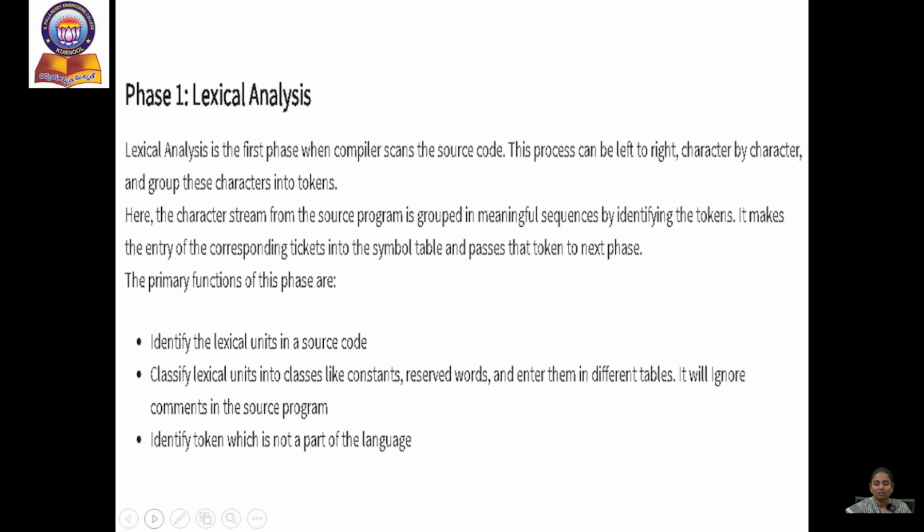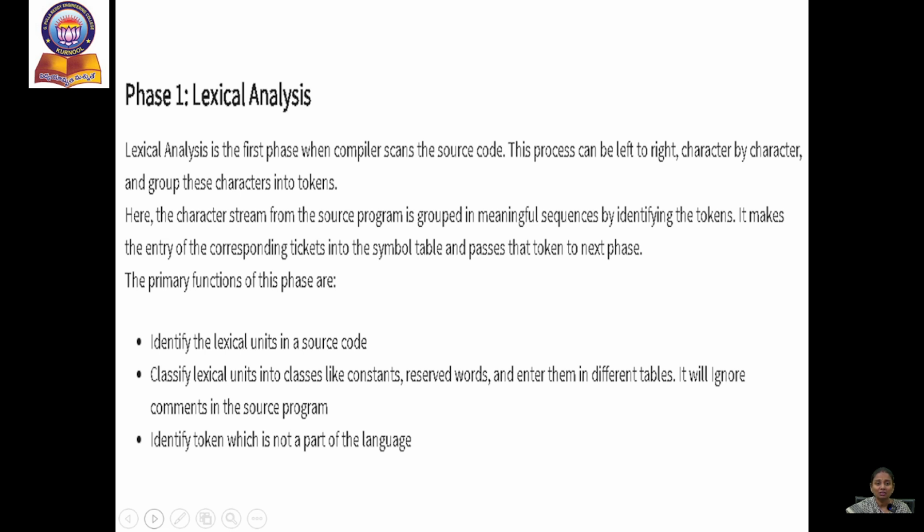So what are the responsibilities of the lexical analysis? The first one is identifying the lexical units in the source code. Lexical units are nothing but sequences of characters forming a meaningful word, which we call tokens, referred to as the lexical units in the source code.